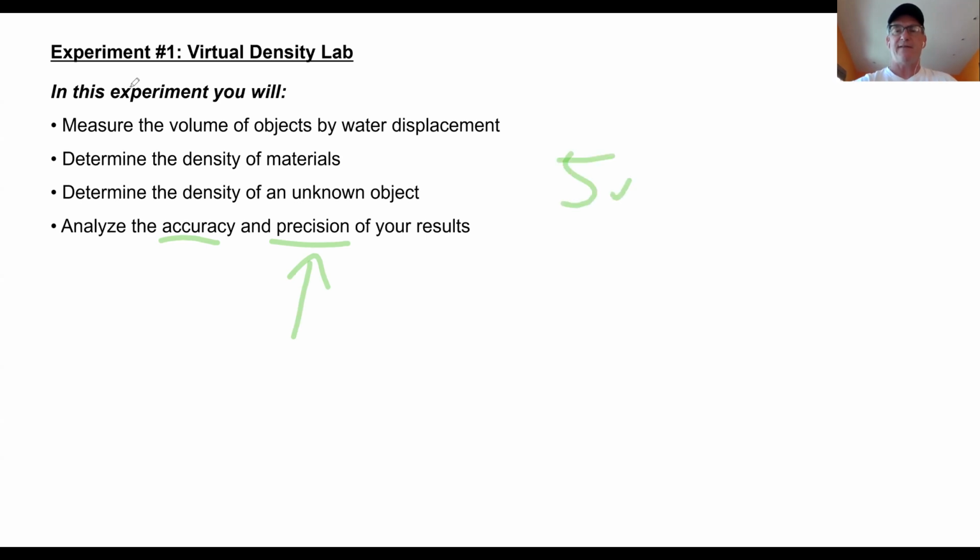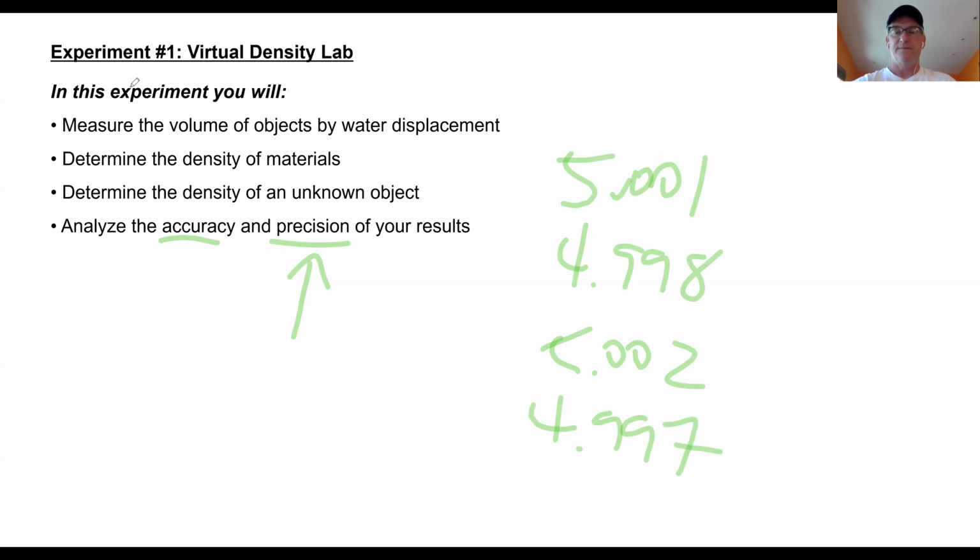So I measure it and I get 5.001, 4.998, 5.002, 4.997. Measured it 4 times. Now, are these results accurate or precise? Precise? Gotta put my grams in there. Made a big mistake. Yes, they are precise. Are they accurate?